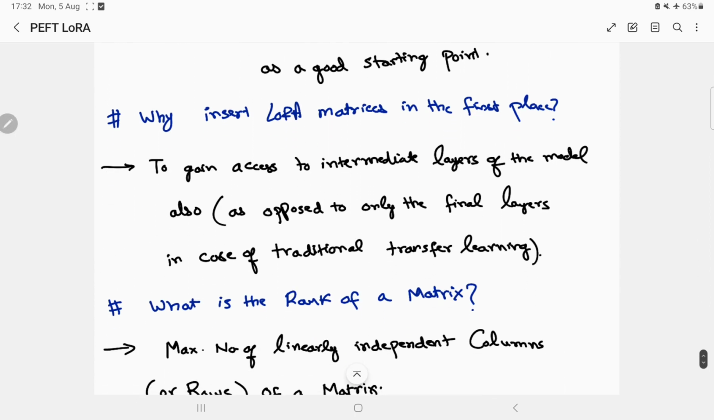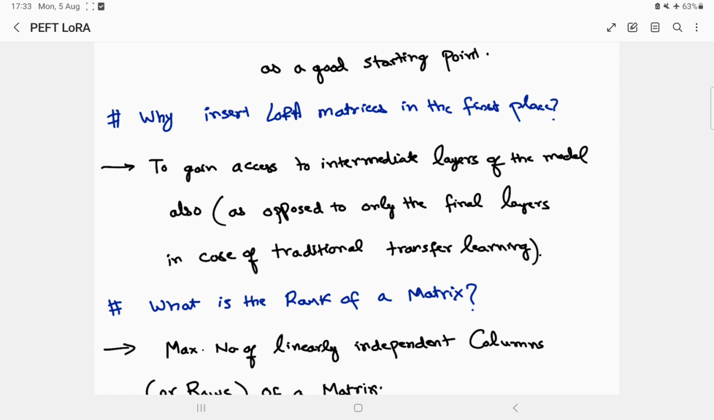So the question might come up, as you do have techniques like transfer learning that are there when you want to deal with the larger models, why insert LoRA matrices in the first place? So the simple answer to that is, when you do transfer learning, you are only looking at the final layers of the model and you are completely ignoring the initial or earlier layers in the model. And to gain access to those earlier or intermediate layers of the model, you need a mechanism where you are trying to update all of those weights as well. Because in transfer learning, you're only looking at the final layers and you're completely discarding the information in the intermediate and the earlier layers. And therefore, LoRA might be a suitable option in this case.